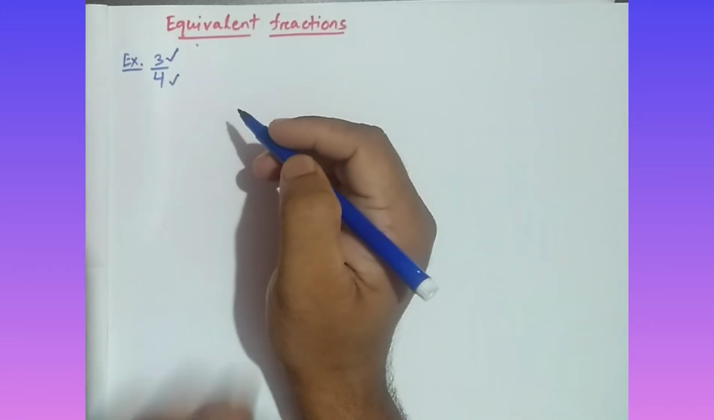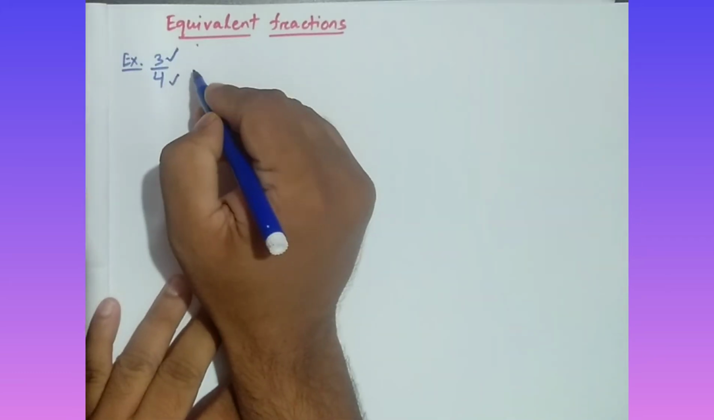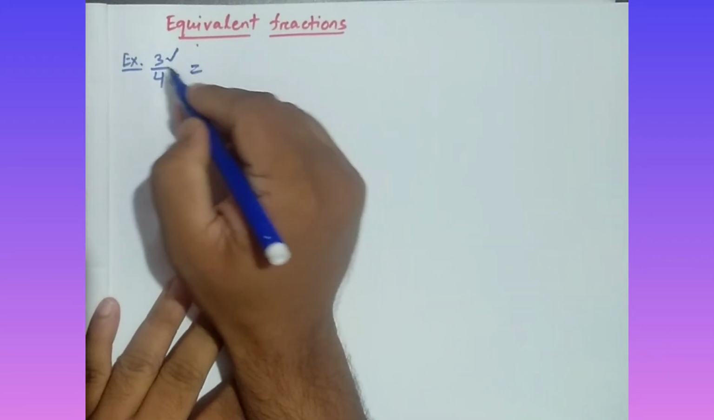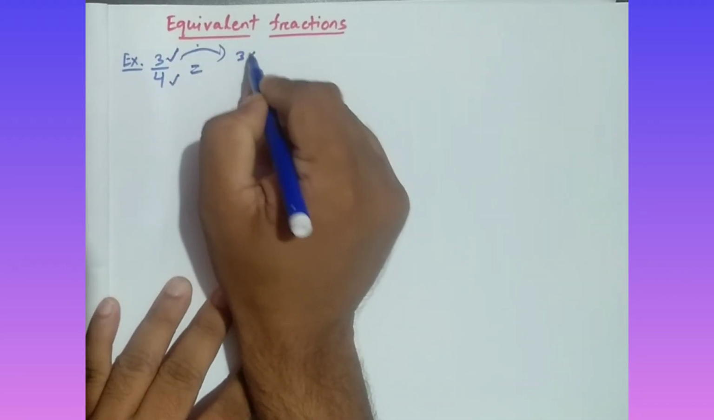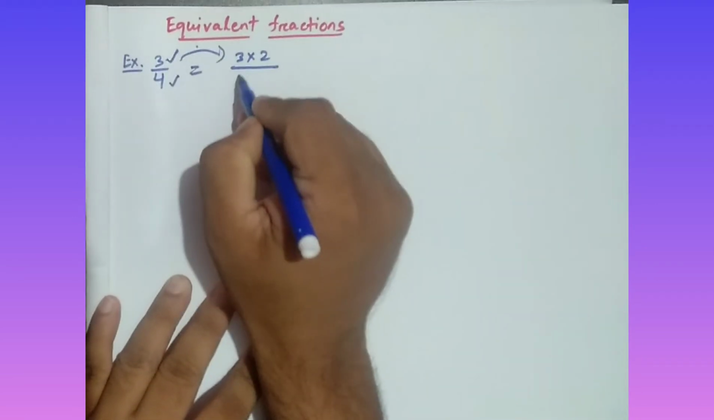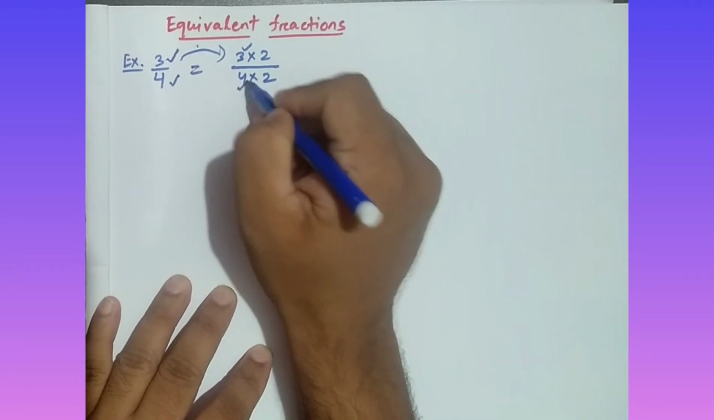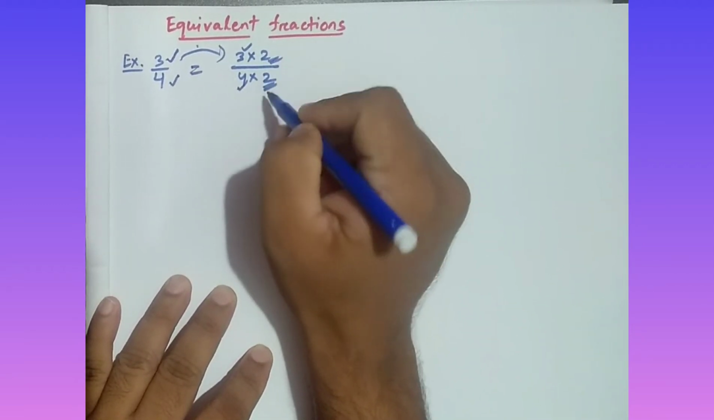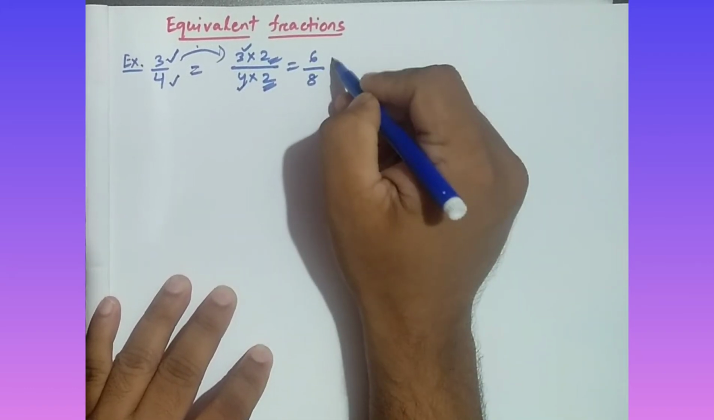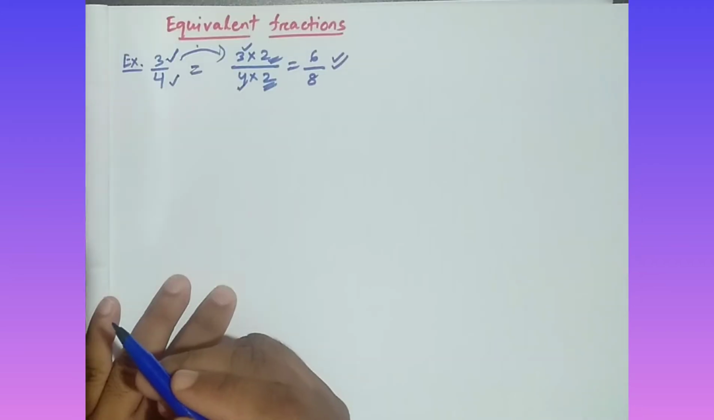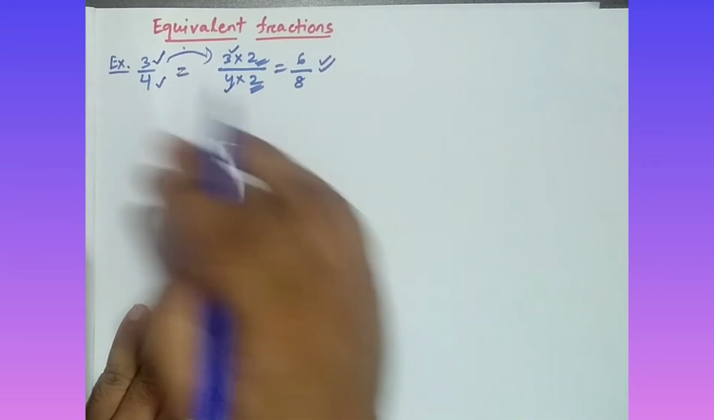How? Just look here. Now the given fraction is 3 by 4. So what I am doing, suppose I am multiplying the numerator 3 into 2 and the denominator 4 into 2. Okay, the same number I am multiplying in the numerator and denominator, that is 2. So 3 2s are 6, 4 2s are 8. So this is one equivalent fraction.